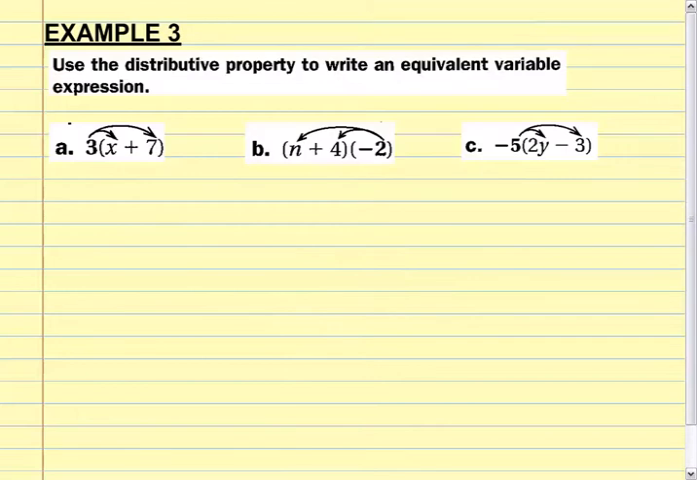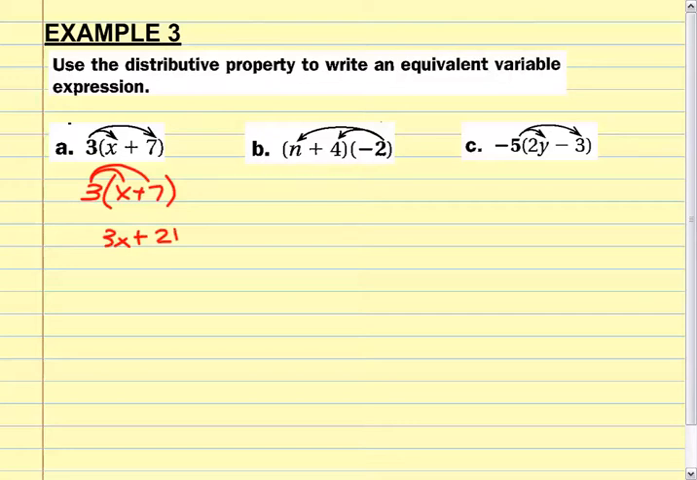Oh, these are easy. Raise your hand if you want to do one. Great, you get the first one. What I would do is write out the whole thing, and then I would do 3 times x, which is 3x, plus 3 times 7. And what is that? Sorry, 3 touchdowns. That's okay, relax. 21. There you go. Nice.